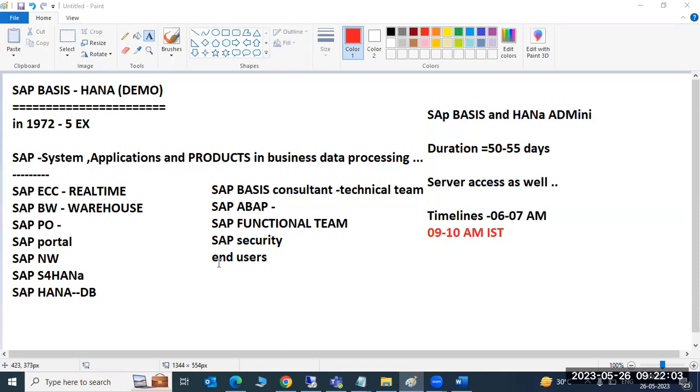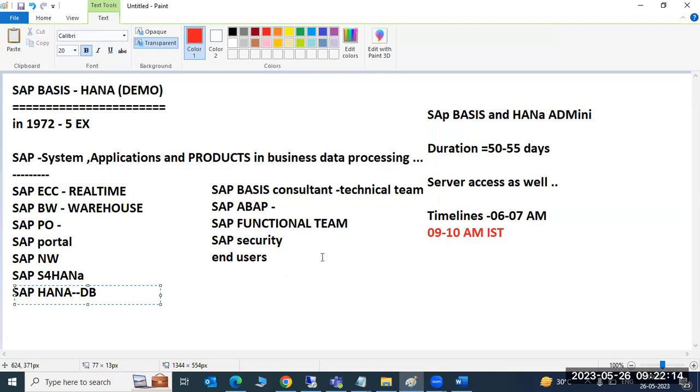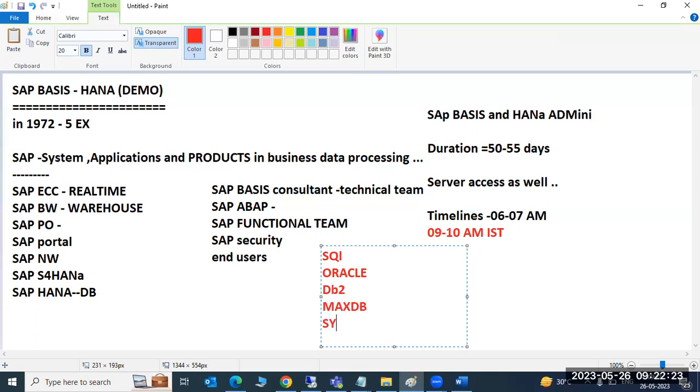What is the main difference of SAP DB compared to other DBs? Yeah. SAP released the HANA DB. We have other databases in the market, right? SQL Server, Oracle, DB2, MaxDB, Sybase, and Postgres. There are many databases, SAP databases and non-SAP databases, in the market.